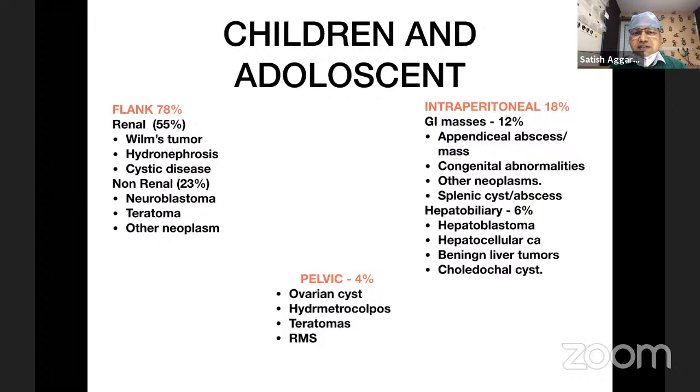When we come to adolescents and children, the ratio changes a little bit in the sense that flank masses take precedence over all other masses. And in this group, Wilms tumor stands alone as the most important differential diagnosis if you have a solid flank mass in a child. Of course, cystic will be hydronephrosis and other cystic diseases of the kidney.